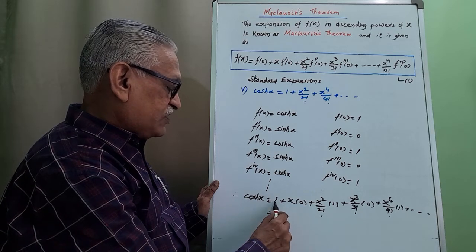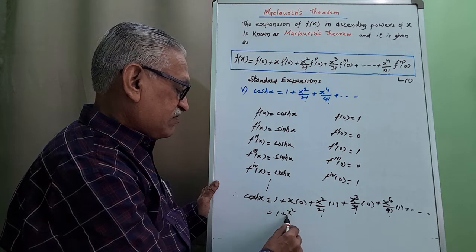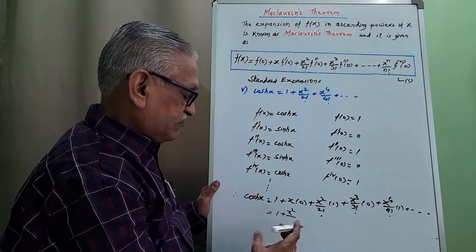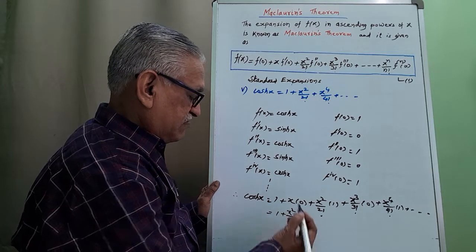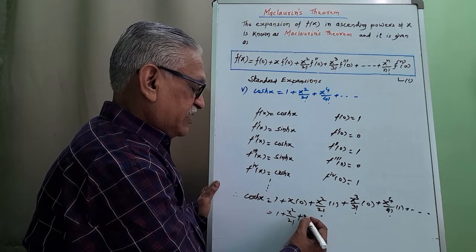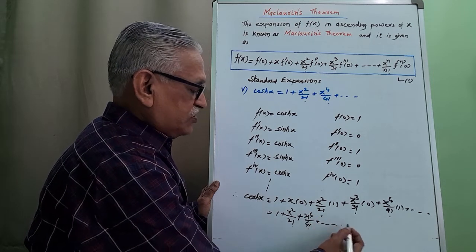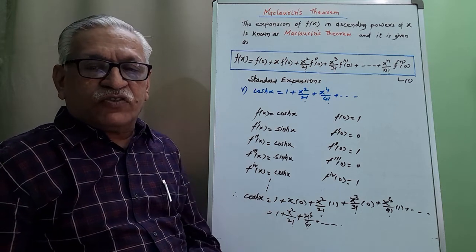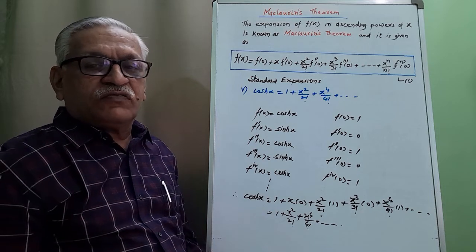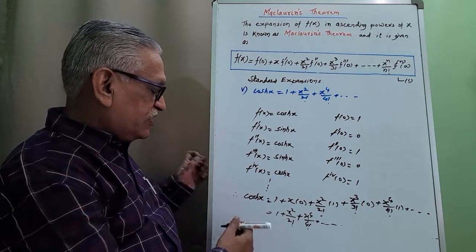It is, first one is 1, next one is x square by 2 factorial, next 0, the next one is x raised to 4 by 4 factorial, and so on. Here the terms with positive sign and terms exist for even power of x. All the terms with odd power become 0, and therefore we get cos hx.